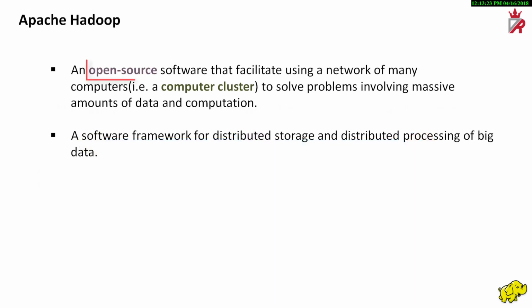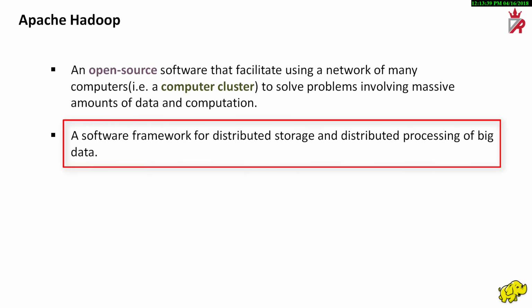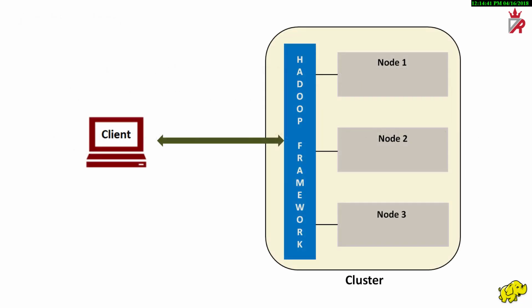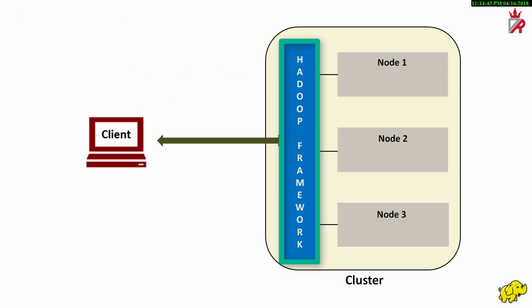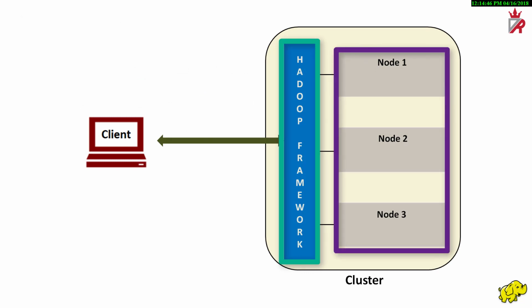Apache Hadoop is open source software that facilitates using a network of many computers, that is a computer cluster, to solve problems involving massive amounts of data and computation. It is a software framework for distributed storage and distributed processing of big data. At its core, Hadoop software is a framework that sits on top of a cluster of computers and allows for storing big data on large clusters of commodity hardware, and also allows processing that stored data. Doug Cutting, Hadoop's creator, likes to call Hadoop the operating system for big data.